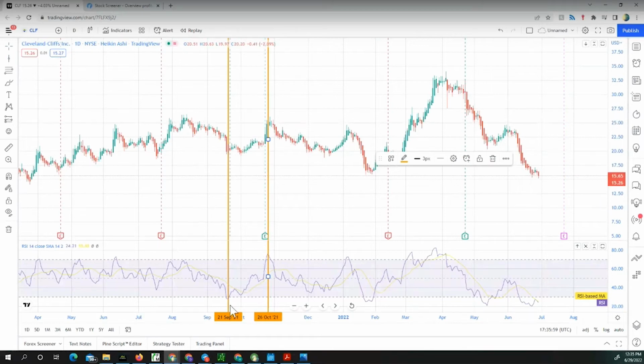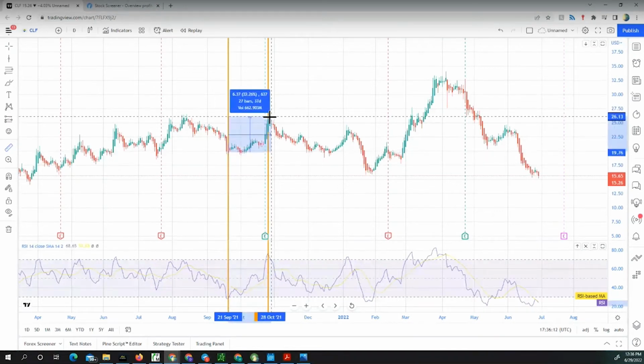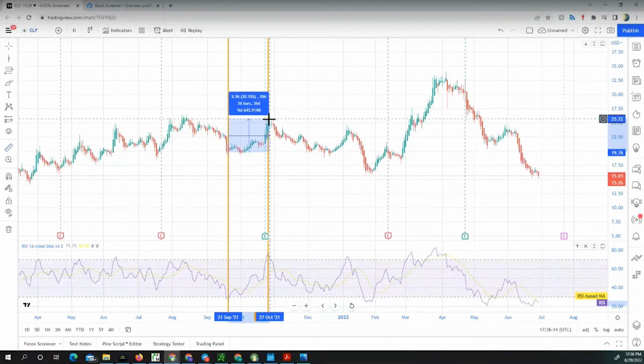And as you can see, if you had bought here, you could have sold at this point. And you can measure that and see what percentage you would have made. So if you are buying here at RSI 30, and selling here at RSI 70, that would have been 30% in 36 days. Okay.